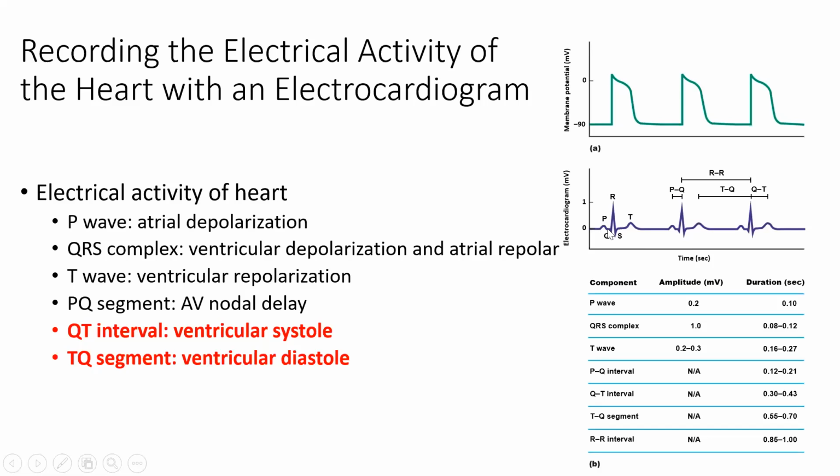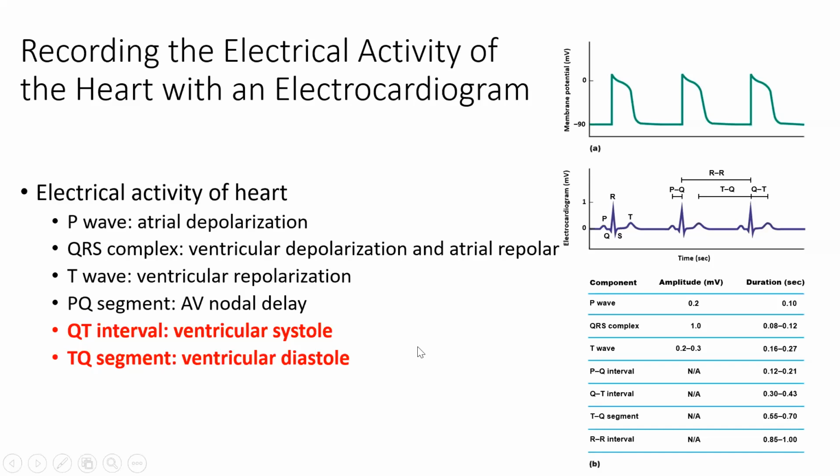areas of the curve, and that is basically representing that small delay between the time that the atria depolarize and the time that the ventricles depolarize. So the PQ segment is just representing the AV nodal delay, that slight pause to allow the atria to fully contract before this electrical activity is conducted down and the ventricles can start depolarizing.